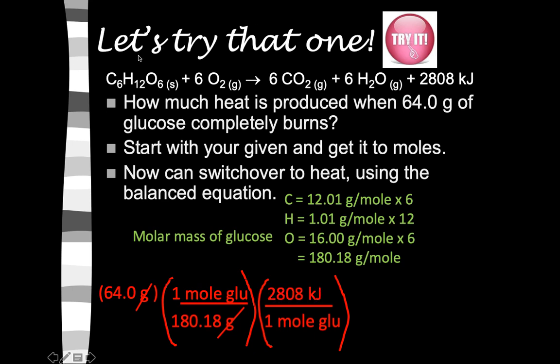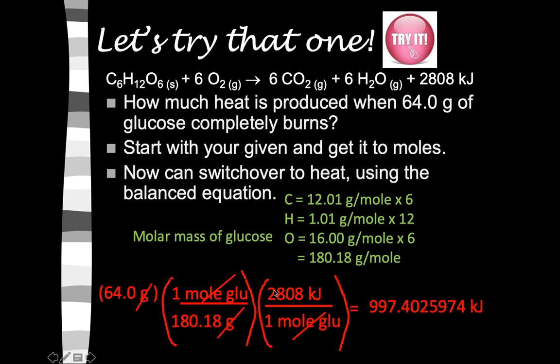So I'm using a mole ratio of moles of glucose to kilojoules from the thermochemical equation. Moles of glucose cancels. I'm at kilojoules. That is a unit of measurement for heat. So I'm ready for my equal sign. Multiply all the numbers on the top. Divide the numbers on the bottom. Calculator says this is the answer.